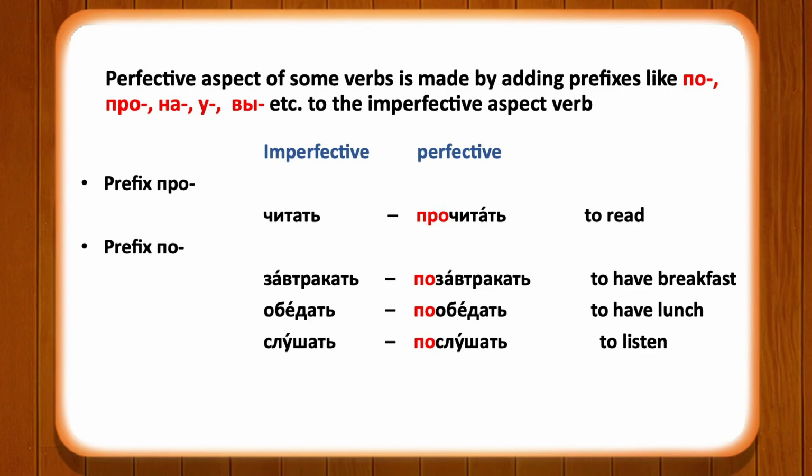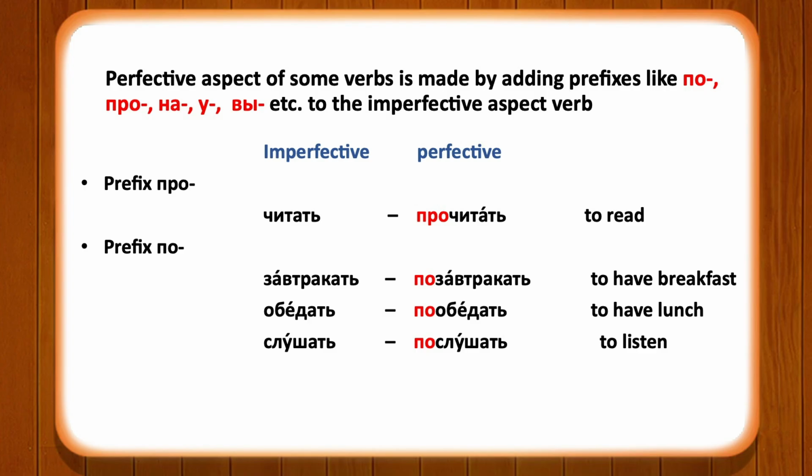Another verb we can take up is slushach. Slushach is an imperfective verb which means to listen. The perfective aspect of this verb is also formed by adding pa to the imperfective verb. So, the perfective aspect will be paslushach. Slushach is imperfective, paslushach is the perfective counterpart of the verb slushach. Both the verbs slushach, paslushach mean to listen.